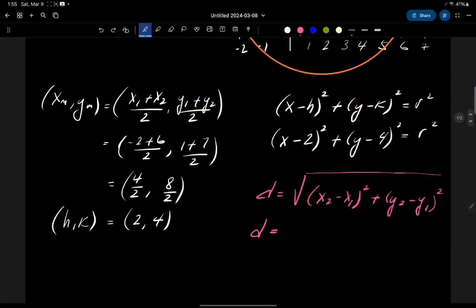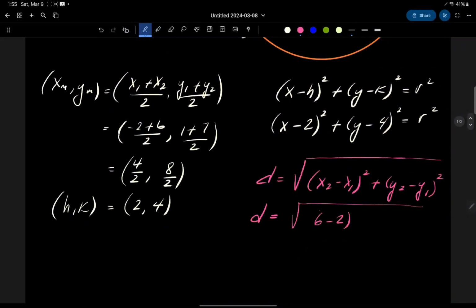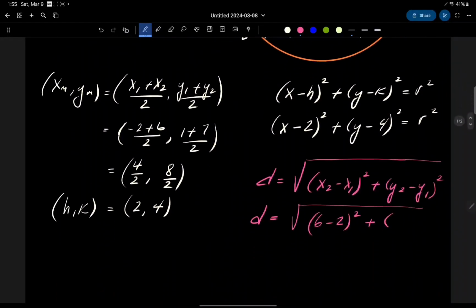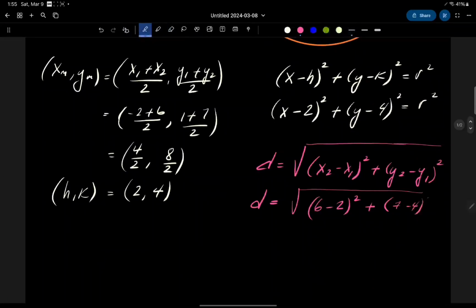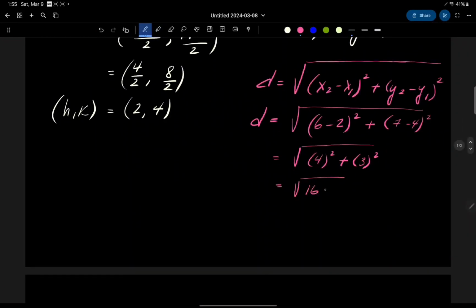So we have x2 minus x1. I was still thinking about the midpoint. We have x2 minus x1, which is 6 minus 2, squared, plus y2 minus y1 would be 7 minus 4, squared. That will equal 6 minus 2 is 4, so it would be 4 squared, plus 7 minus 4 is 3. That gives us 3 squared. Simplifying, we get the square root of 16 plus 3 squared is 9, and the square root of 16 plus 9, which is square root of 25, simplifies to 5. This here is our radius.